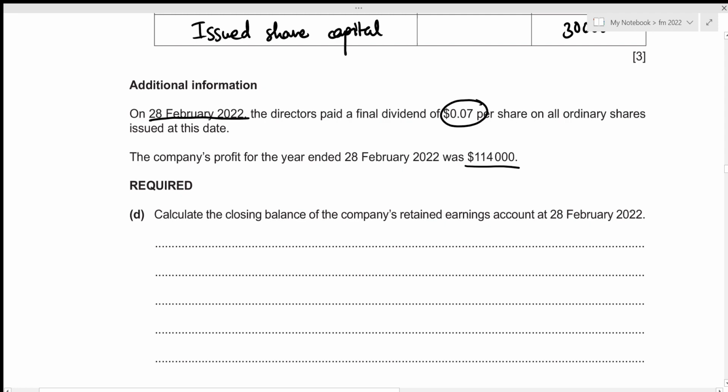So in order to figure out the closing balance, I'm just going to prepare a section from our statement of changes in equity. So I'm just going to prepare the retained earnings column right here. And we will start with our opening balance, right? So the opening balance was given above. Let's have a look.